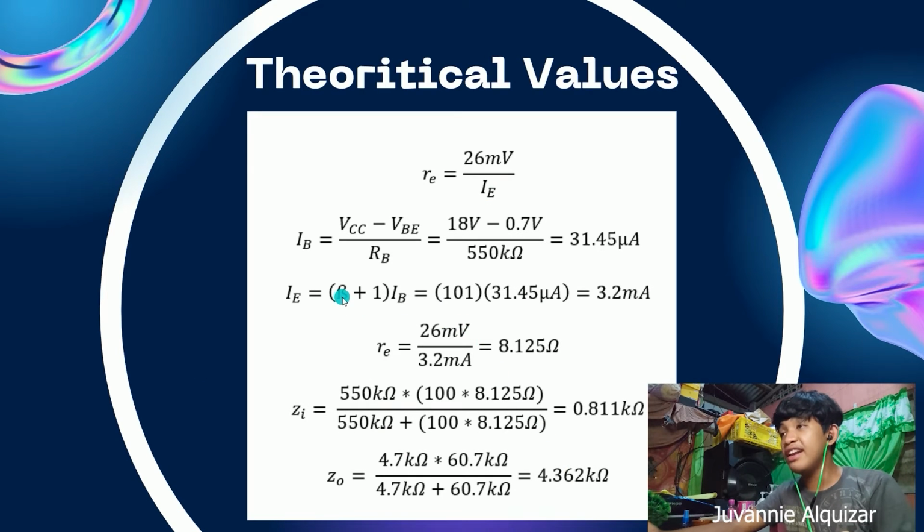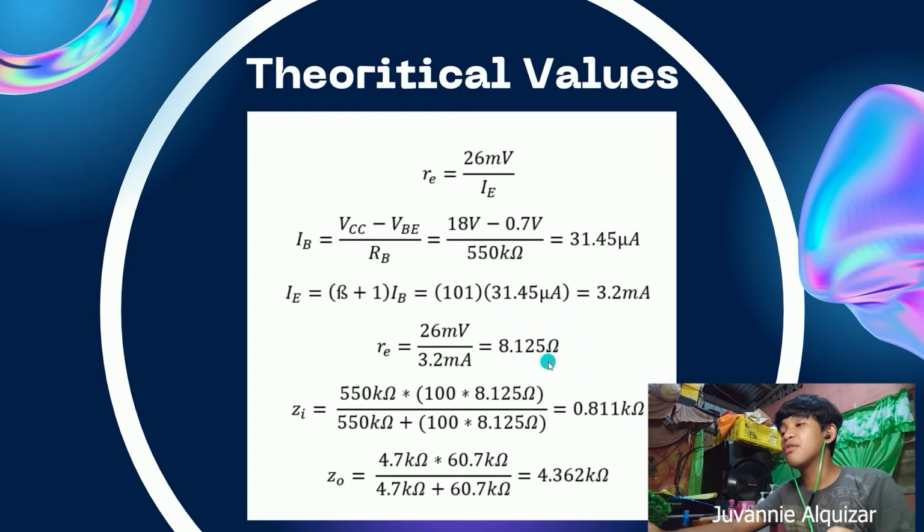So 100 plus 1 equals 101 times the value of IB, which is 31.45 microamperes. And this expression should give us the value of 3.2 milliamps. And since we already have the IE, we can now plug it in this formula. RE is equal to 26 millivolts all over 3.2 milliamps, which equals 8.125 ohms.